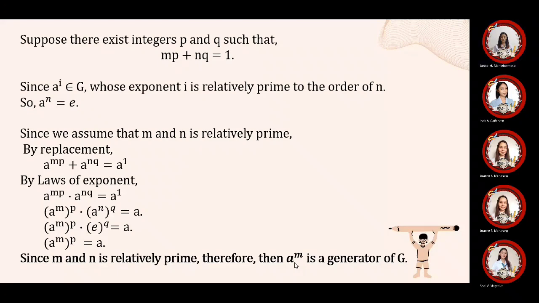So we have po, pinag-iwalay po natin yung a raised to m sa p and a raised to n sa q para makuha po natin yung identity. So nakuha po natin identity, meron na lang po tayong a raised to m times p equals a. And since m and n is relatively prime, therefore a raised to m is a generator of G.